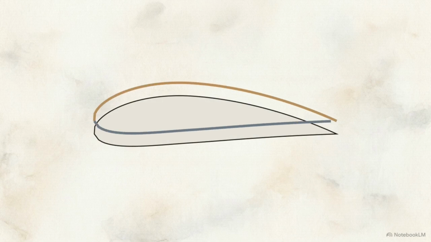If you look at a cross-section of a wing, you will notice a specific geometry. It is curved across the top and relatively flat along the bottom. That shape causes a physical reaction. When the air splits at the front of the wing, the air traveling over the top curve has to move faster than the air moving underneath.